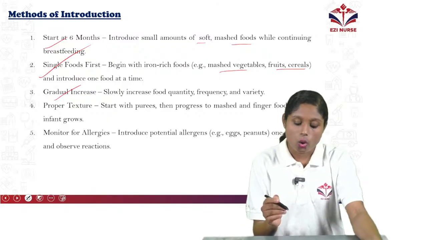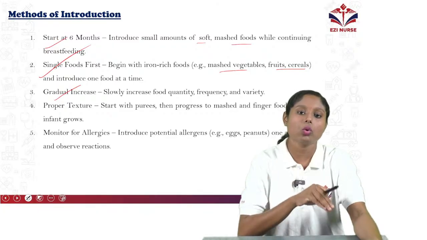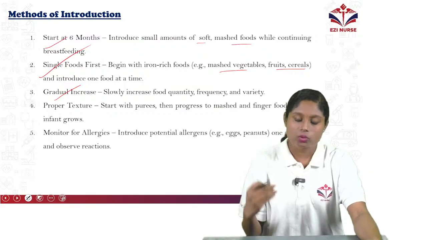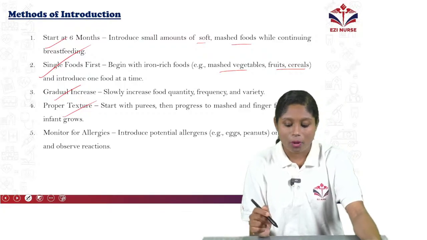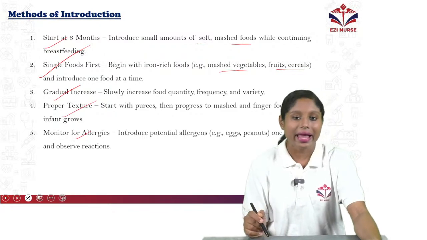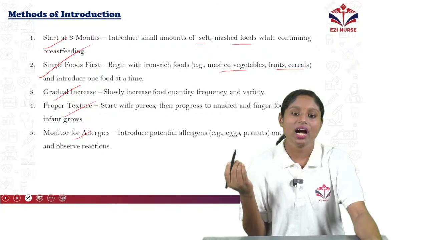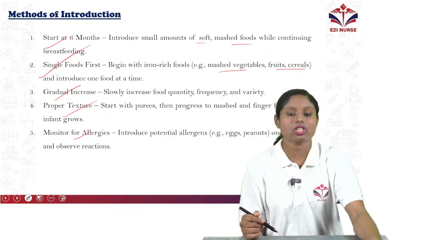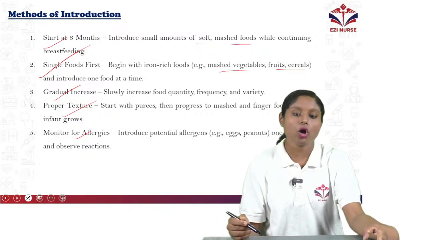Gradual increase. Slowly increase the food quantity, frequency and variety. Proper texture. Start with purees, then progress to mashed or finger foods as the infant grows. Monitor for allergies. Introduce potential allergens, for example, some kids will be allergic to peanuts or eggs, one at a time, and observe the reaction. Then find out which food the baby is allergic to. So this is the method of introduction.